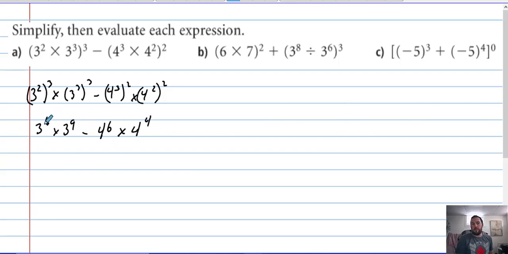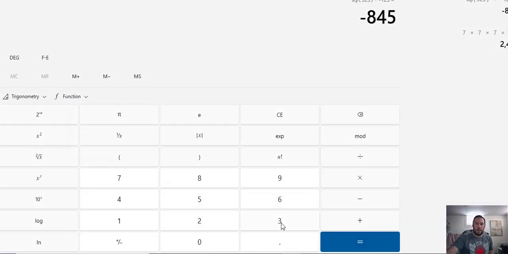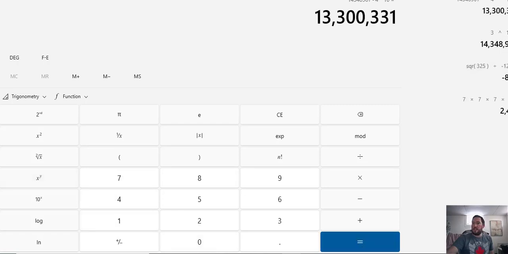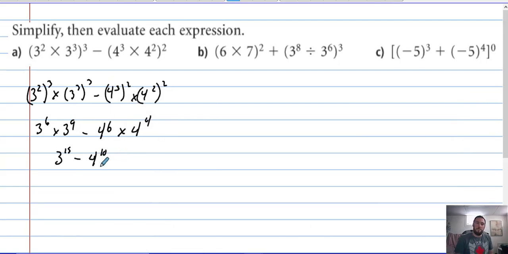And because we now have a product of two powers, we can add their exponents. So this is 3 to the 15 minus 4 to the 10. Now, I don't expect anybody to do 3 to the 15 and 4 to the 10 in their heads. So at this point, we should be grabbing our calculators and typing those out. So 3 to the power of 15 minus 4 to the power of 10. And we get 13,331.